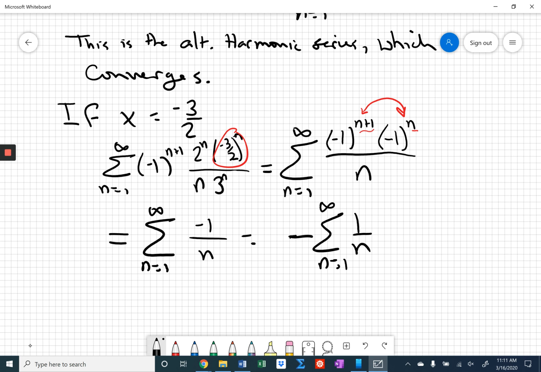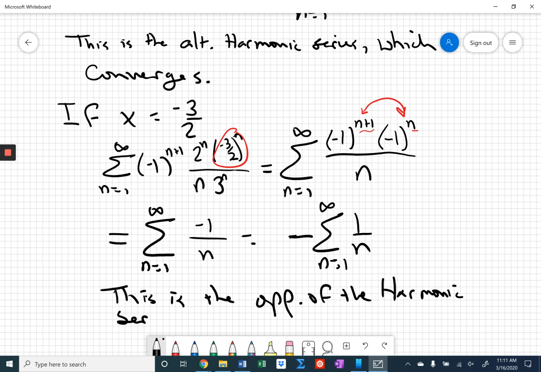So let's write that down. This is the opposite of the harmonic series, which diverges.